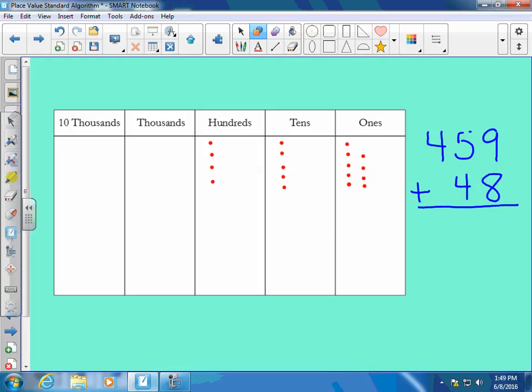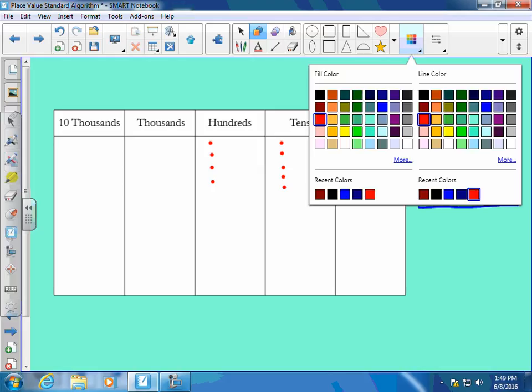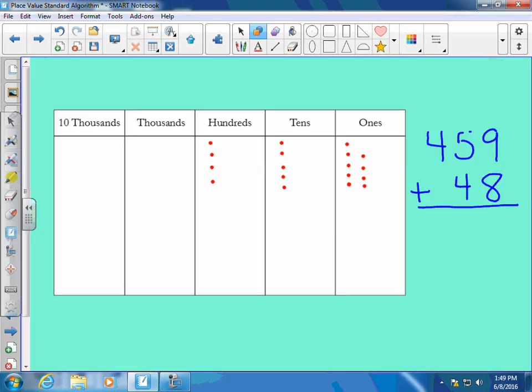Then we're going to switch colors so that we can see the difference when we place our 48 on the place value chart. We're going to place 8 ones in the ones column, and 4 tens. And now we're ready to add.